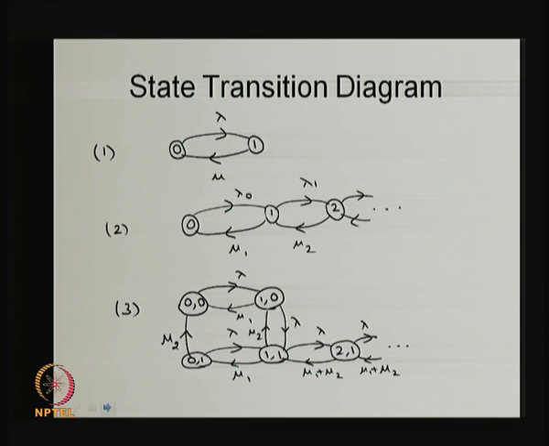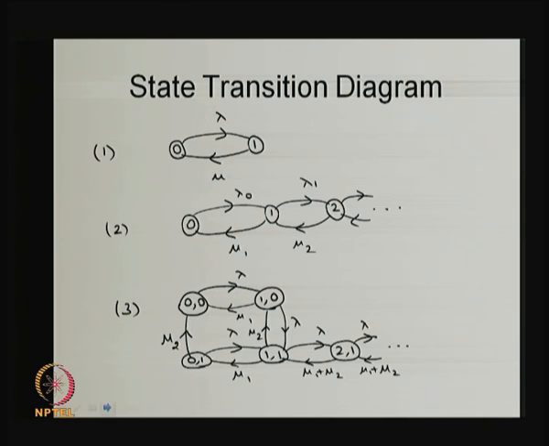Now, I am going to give a few state transition diagrams for the time homogeneous continuous time Markov chain. You see the first example, it has only two states, 0 and 1. So, the state space S is {0, 1}.